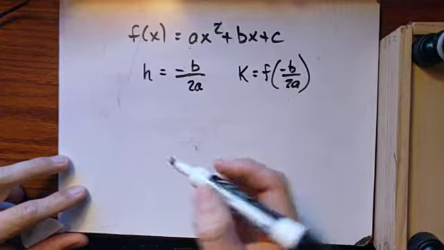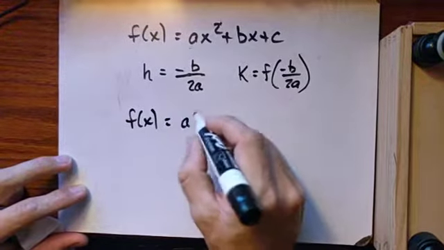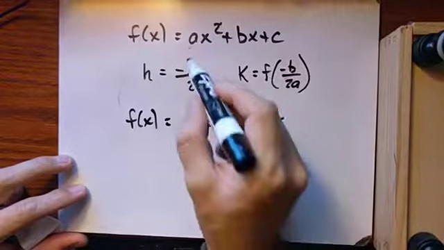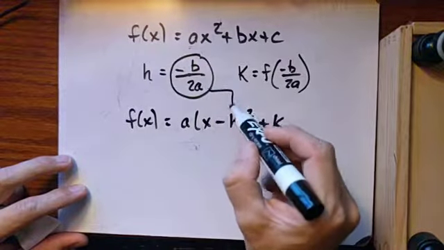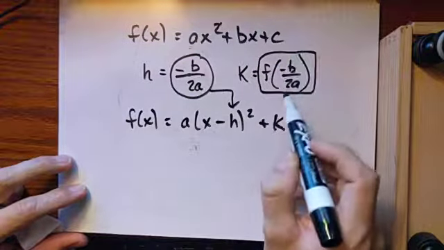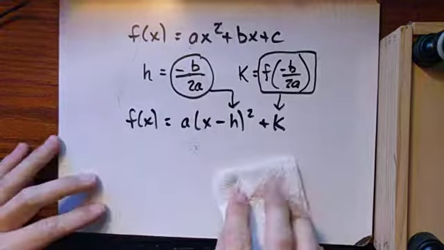So what we could do when we have to write the vertex form is we put all this here, and we put all of this when we find out what that is here. Okay, so let's go through a concrete example of how we might do that.